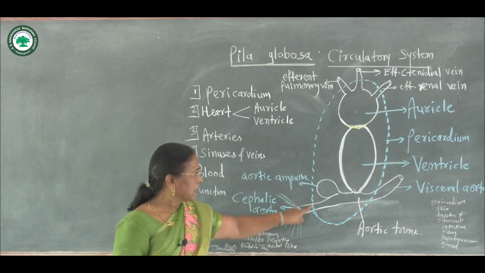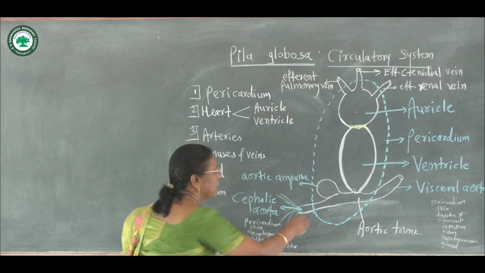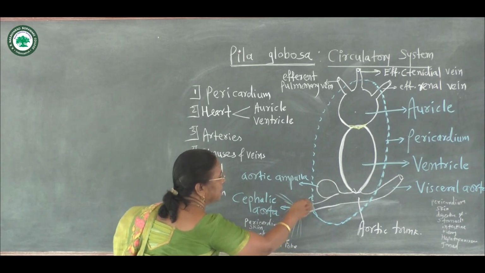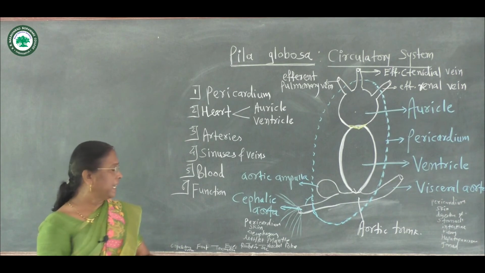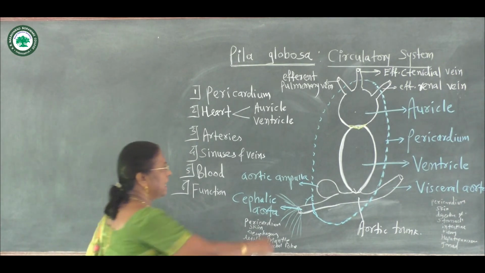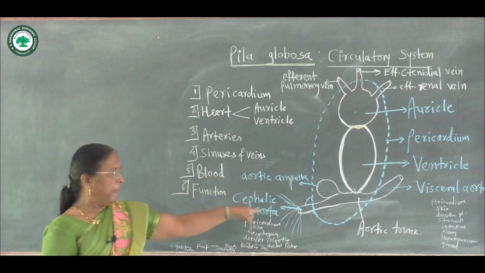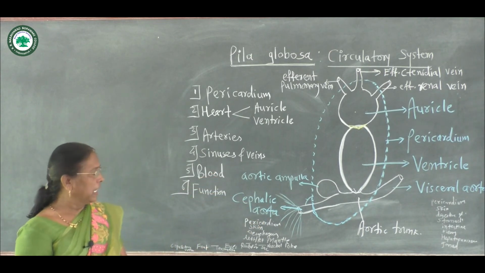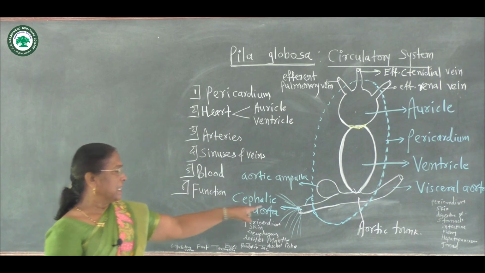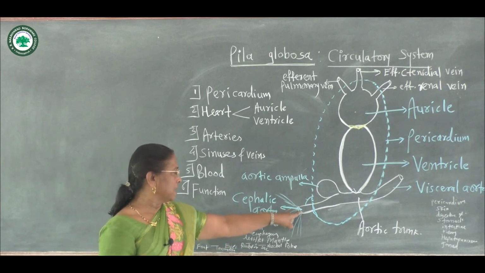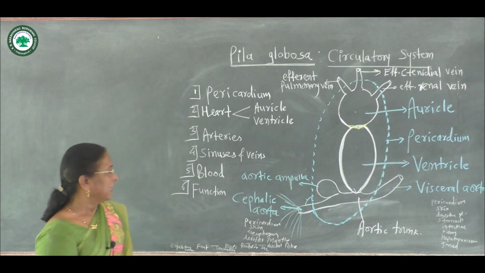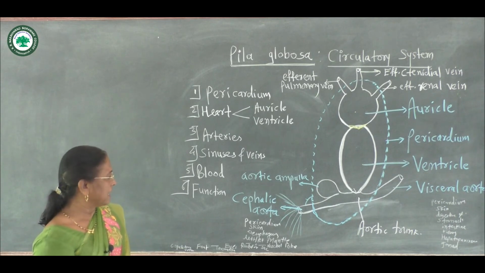From this, blood is supplied to the pericardium. This artery is called the pericardial artery. Then here there is the mantle wall, and the mantle wall or skin is supplied by a small branch from this cephalic aorta, which is called the integumental artery.